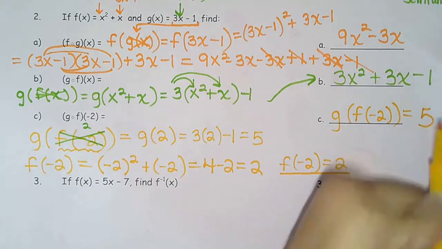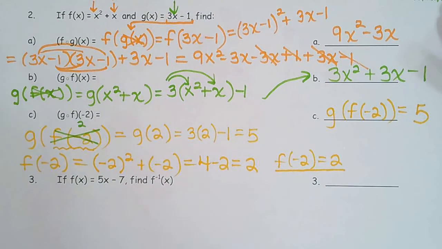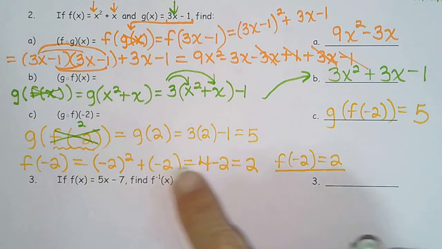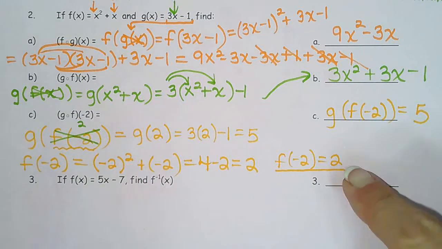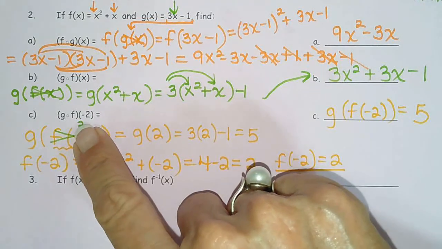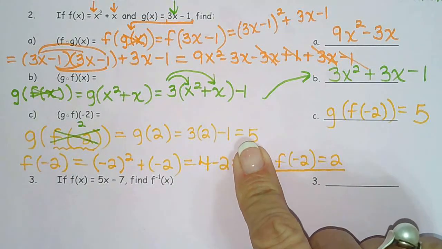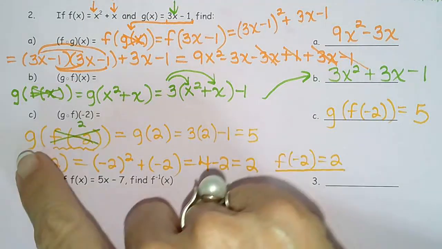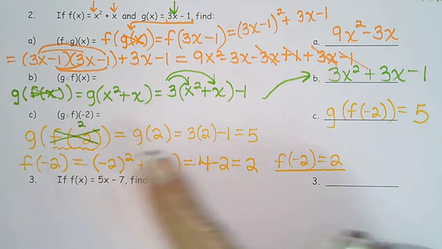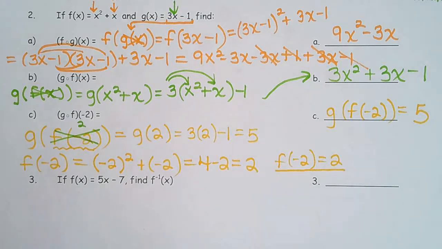So the final answer is the answer to the problem. That's why we call it a composition, because we take the answer to the inside and plug it into the outside function to get the composition of the two. So the answer of the first is then plugged into the outside, and that is the answer for our problem. Those are really easy after you practice a couple of them.